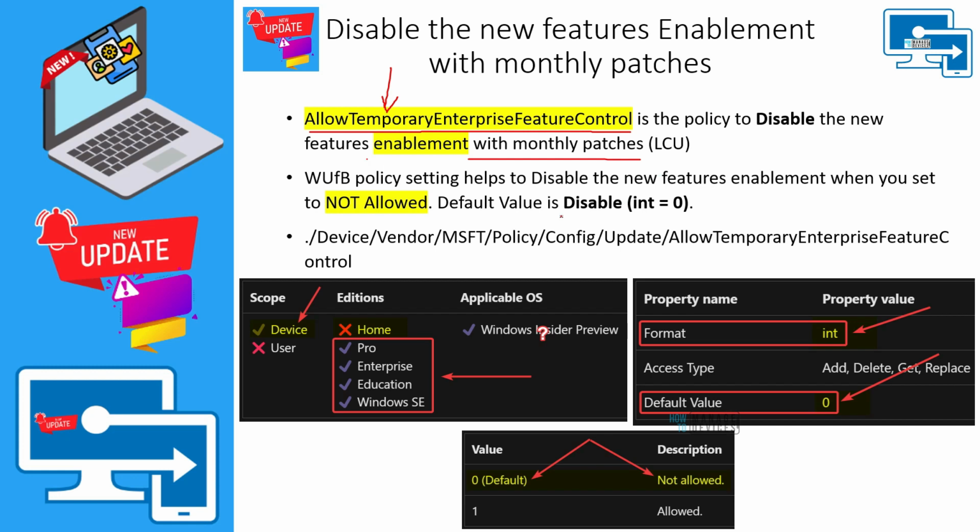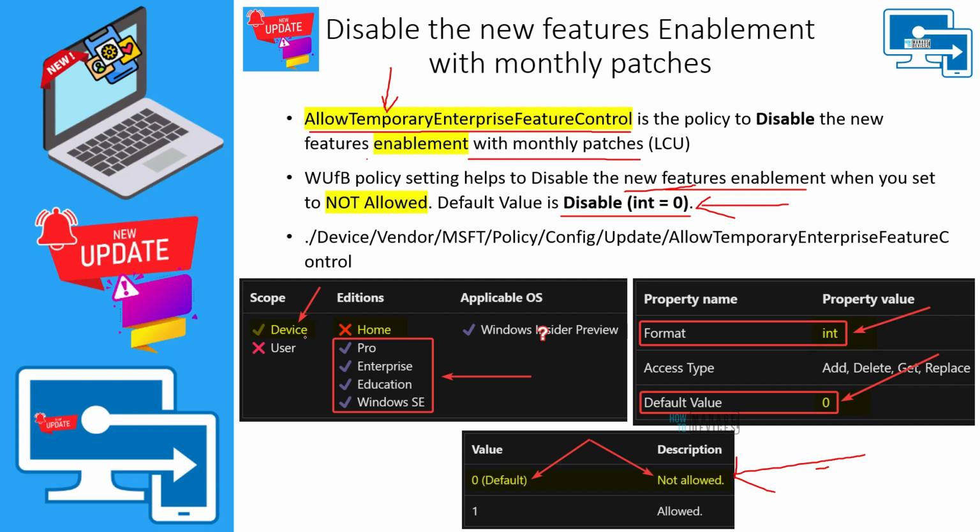By default, the default value of this policy is disabled. But why are we deploying this again through Intune? To ensure that it won't get enabled or the user cannot enable it manually, etc. I would recommend creating this policy and deploying it to devices so that new features will be in the off state if you disable it or if you select the value as not allowed in the Intune policy.